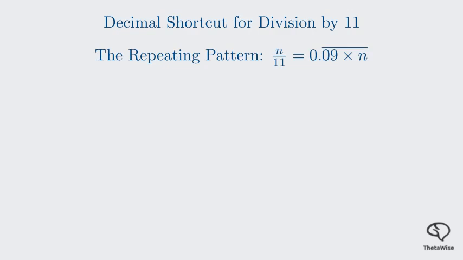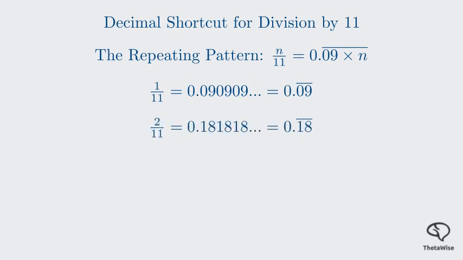Let's see this in action. What is 1 divided by 11? 1 divided by 11 is 0.09, repeating. This is 0.09 times 1. What is 2 divided by 11? 2 divided by 11 is 0.18, repeating. This is 0.09 times 2.